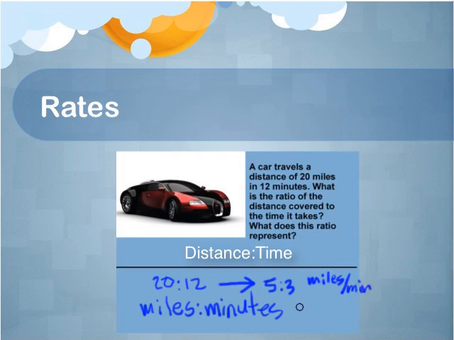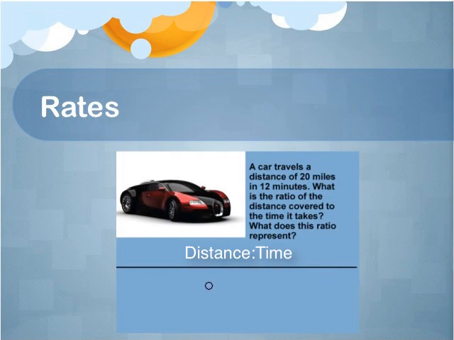We call these types of ratios rates because they are comparisons of two different types of units. In fact, we can write the rate this way. The car travels at a rate of 5/3 miles per minute. Distance-time rates are also called speed. So the speed of the car is 5/3 of a mile per minute. Rates sometimes give rise to very useful measurements that we commonly use. Let's look at another example.